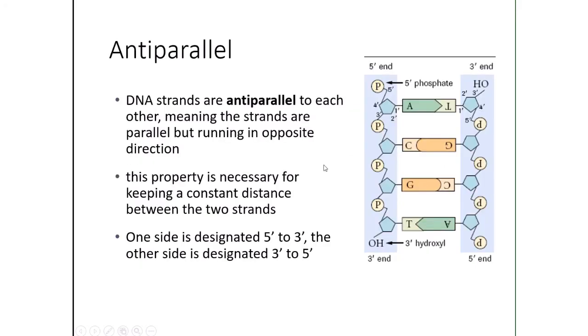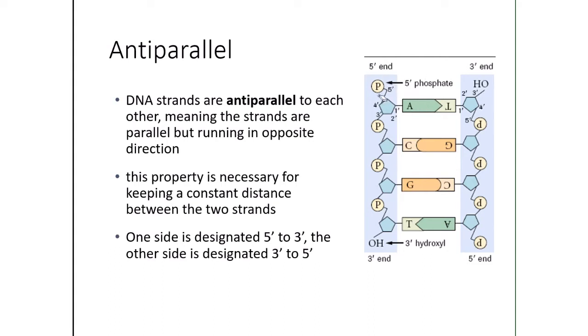There is also this concept of antiparallel. Two DNA strands are going to be parallel to each other, but one is going to be running in the opposite direction compared to the other. And this arrangement is actually necessary in order for us to maintain a constant distance between the two strands. If the DNA molecule is not spaced equally along its entire length, then that's going to create instability and it might unravel easily. So we don't want that. To keep them constant, we require this so-called antiparallel arrangement.